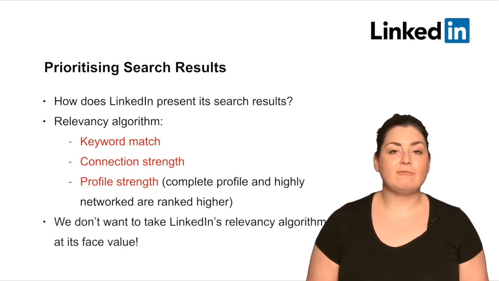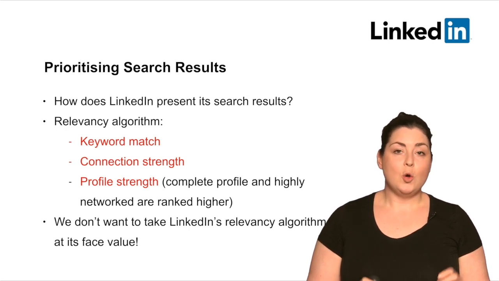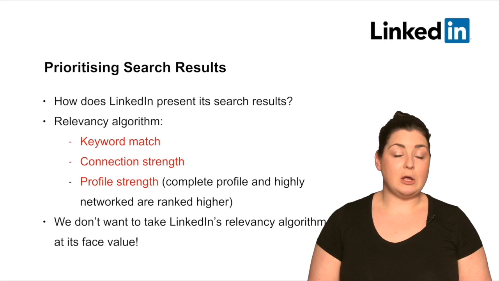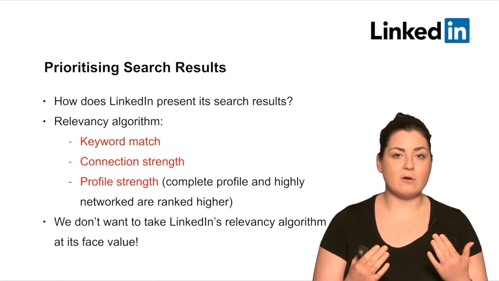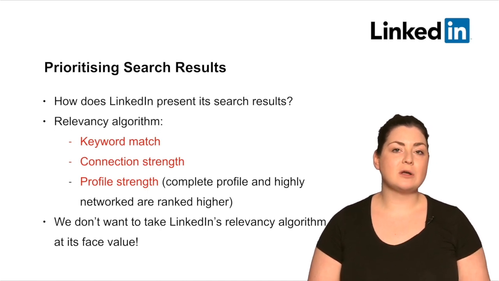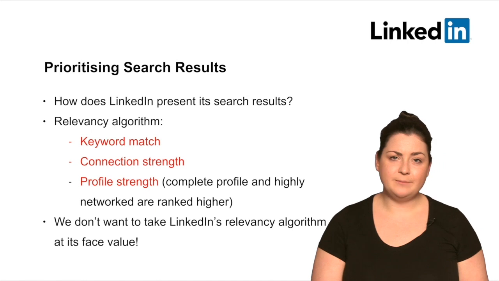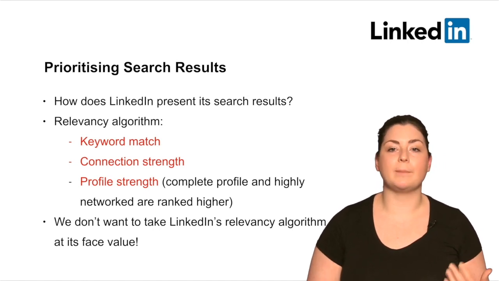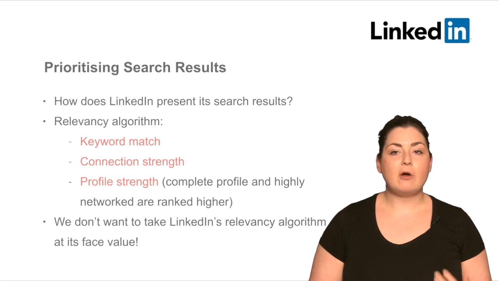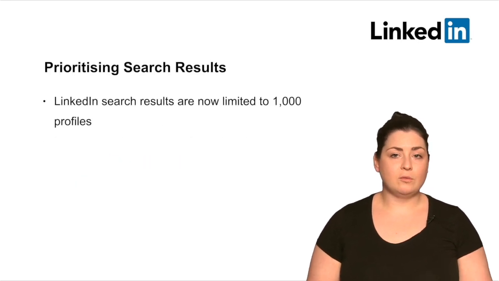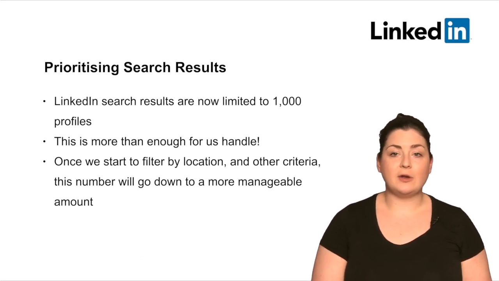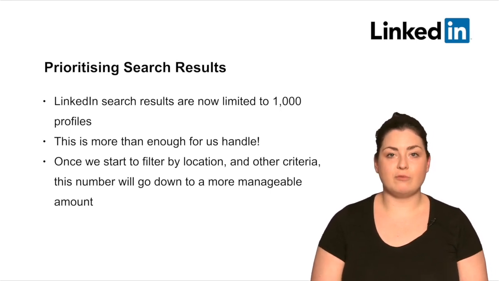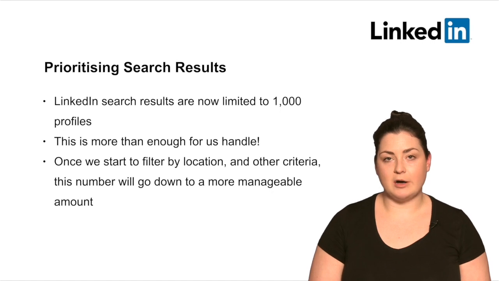But look, we don't want to take LinkedIn's relevancy algorithm at face value. We really want to make sure that we're the ones who are determining who gets into our search results by adding really sensible criteria. We're looking for core requirements, and we're actually looking to exclude individuals who aren't quite right by making sure that we're only looking for perfect people first. Prioritizing our search results on LinkedIn, once we start to filter by location and other criteria like our connection strength, the number will go down to about 100 results or so. And that's the really manageable part of our search.